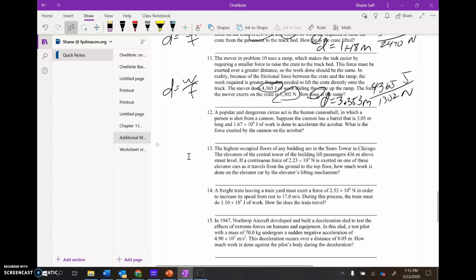Number 12. A popular endangered circus act is a human cannonball, in which a person is shot from a cannon. Suppose the cannon has a barrel that is 3.05 meters long, and 1.67 times 10 to the 4th joules of work is done to accelerate the acrobat. What is the force exerted by the cannon on the acrobat?